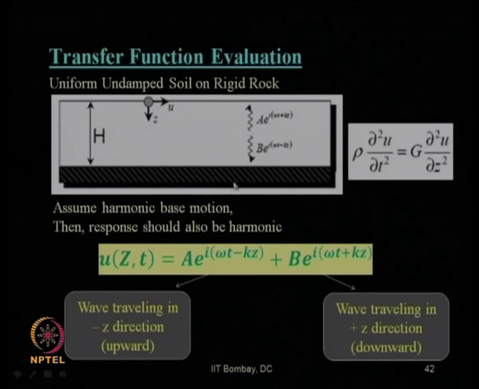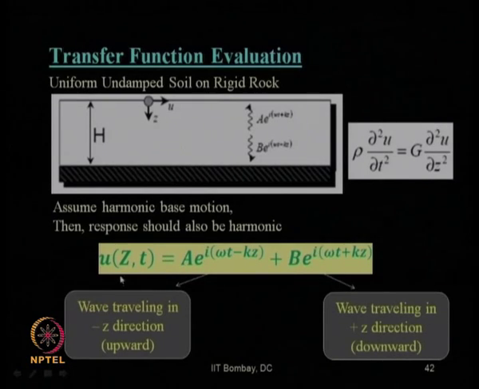And if we consider the harmonic base motion, then the response also should be harmonic. If the response is harmonic, we have also seen what will be the form of the solution. The displacement function as a function of z and t can be written in this form: u(z,t) = A e^{i(ωt − kz)} + B e^{i(ωt + kz)}, where A and B are the constants which need to be determined based on the boundary conditions, right?